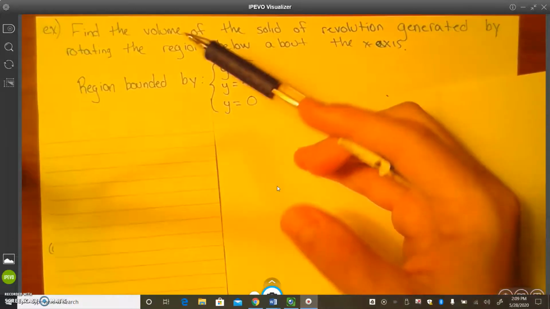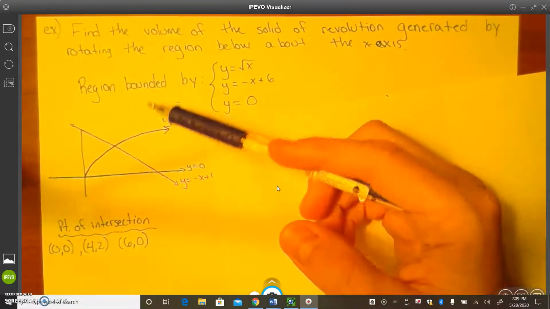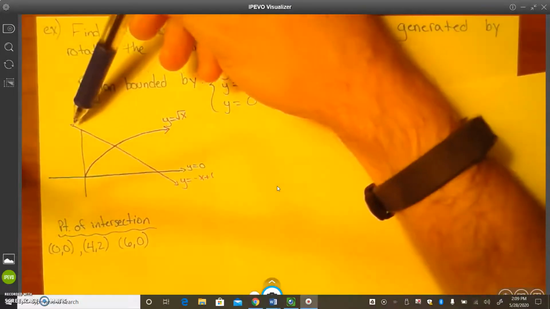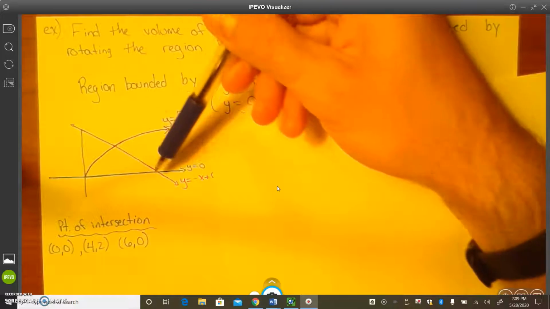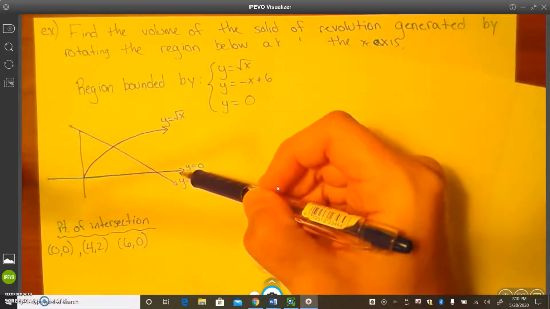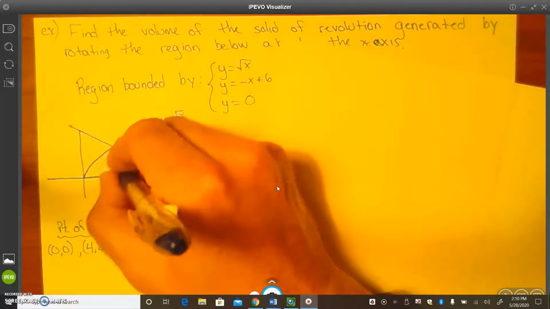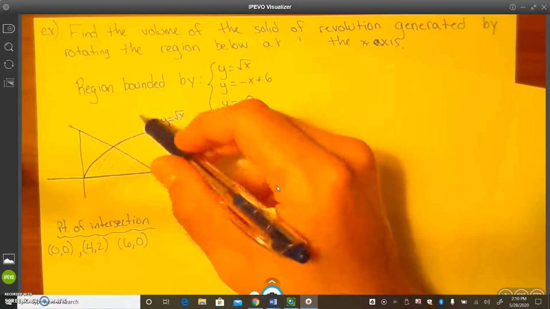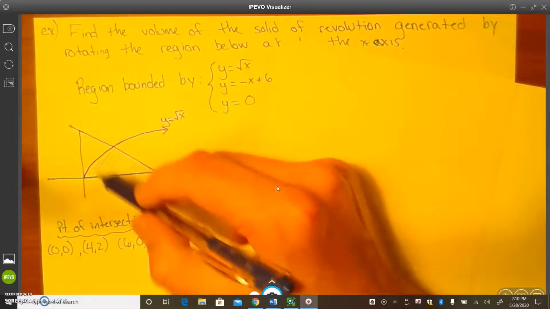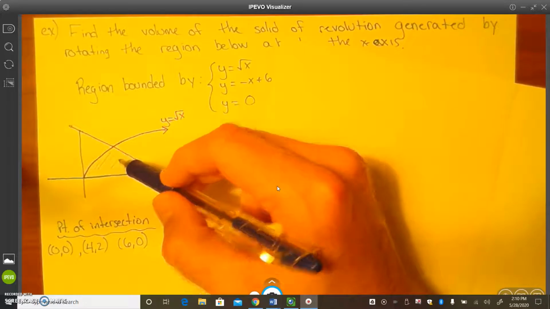So of course, the first thing you always want to do is graph the region. And we see our purple curve, square root of x. We see our pinkish, maroonish line, y equals negative x plus 6. And then we see the x-axis, which is y equals 0. So this region right here is the one that's bounded by all three. Obviously, there are three other regions, but this is the only one that touches all three and is completely enclosed. That's what it means to be bounded.